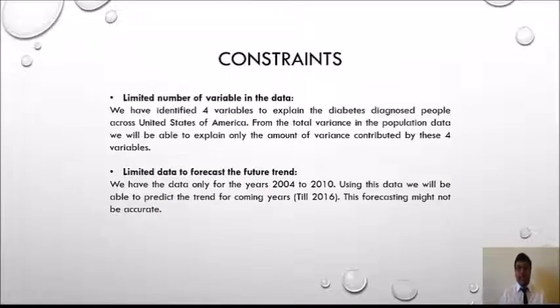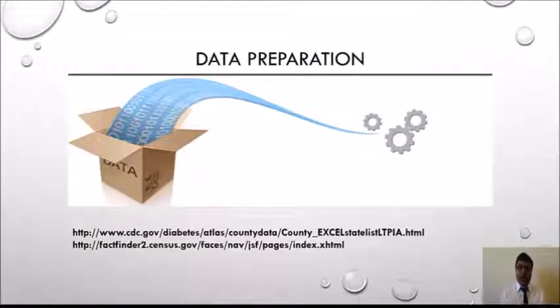Now, constraints. In performing this project and analyzing data, we found a lot of constraints. We have mentioned a couple of them on the slide. We had a limited number of variables to predict diabetes as the target variable. Apart from that, there was very little data we could accumulate, only from 2004 to 2010. We tried using this data to give forecasting results till 2016, but these results might not be accurate.